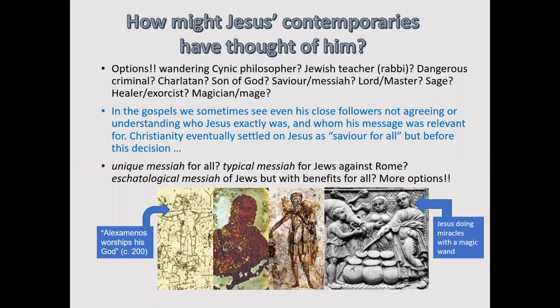One of them, I put wandering cynic philosopher. So what is that? It's a kind of philosopher that also chose voluntary poverty and itinerancy, so wandering around, saying witty things and sort of making people change their mind about stuff and poking at the status quo, and maybe gathering followers. Maybe people would have thought, oh yeah, he's like that. He's one of those wandering philosophers, one of those witty guys.